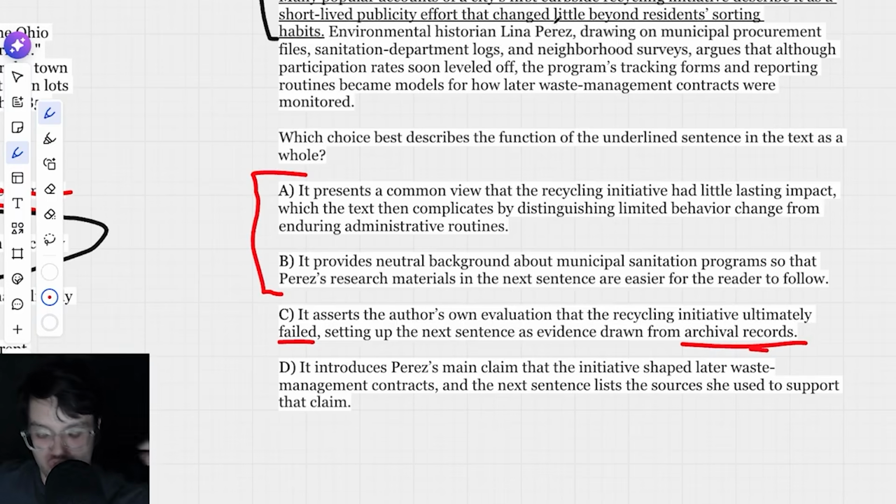Failed would be a very strong thing, like it's saying that it was completely pointless, like literally no benefit at all. I don't think it's saying that. It says it changed little beyond, so that would indicate maybe it did change a little bit, but not a complete failure. I think C would be not supported for those reasons.